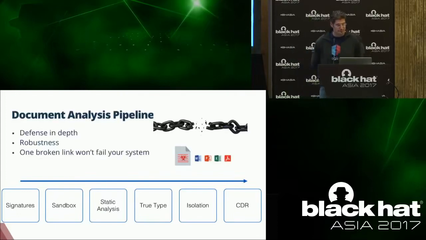We'll talk about that. And then the other thing is, as a backup, one broken link. So if one of these guys fails, we don't want the file to actually enter the perimeter or the endpoint. So a combination actually works quite well.